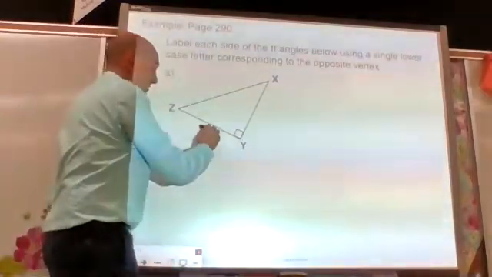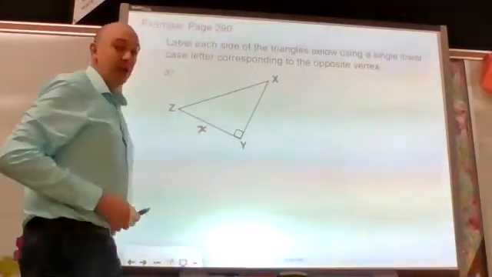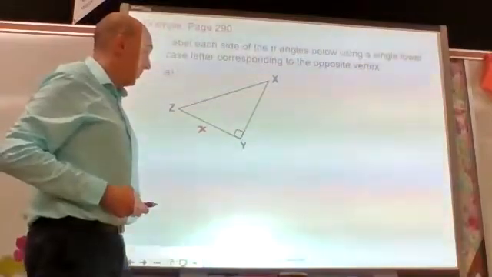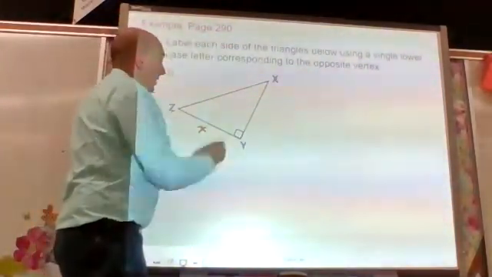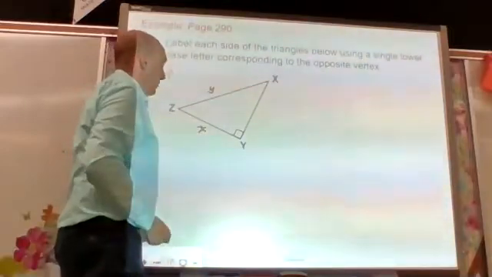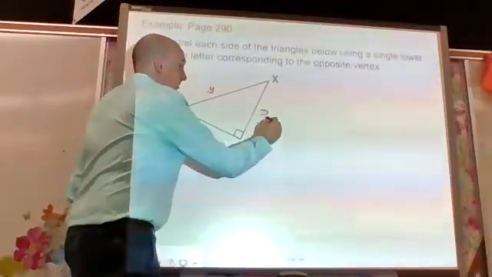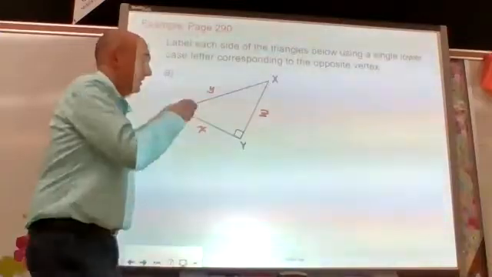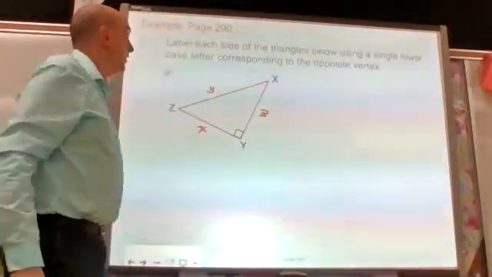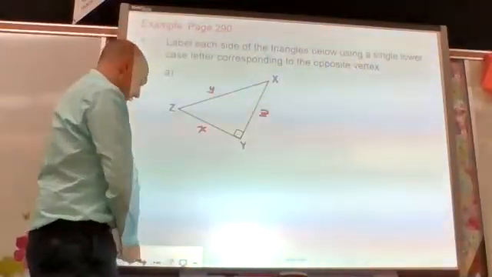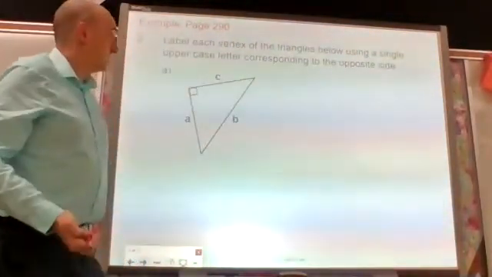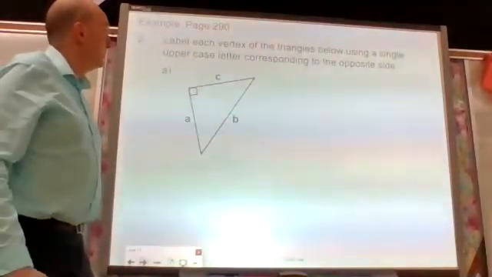So capital X, lowercase x. I do mine kind of squiggly so that you can tell them apart from times symbols. Capital Y, lowercase y. Capital Z, lowercase z. And I do that little line through it so it doesn't look like a 2. And so that's the simplicity of labeling. Some people forget to do it or they don't quite catch on to it.